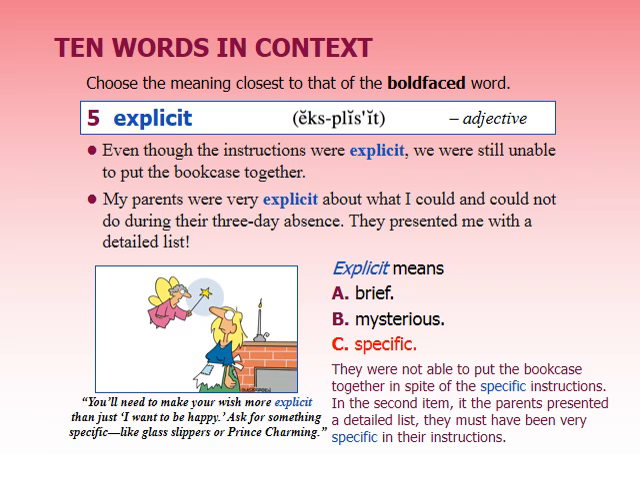On page 115, it's number 4, stated or shown clearly and exactly. So in the first one, it says even though the instructions were explicit, even though the instructions were very, very clear, and showed you step by step, they still couldn't put together the bookshelf.